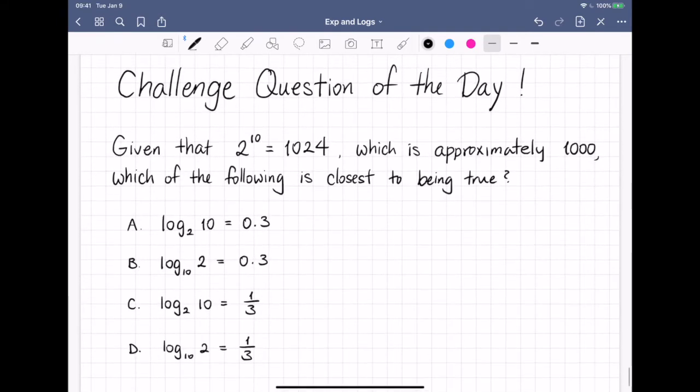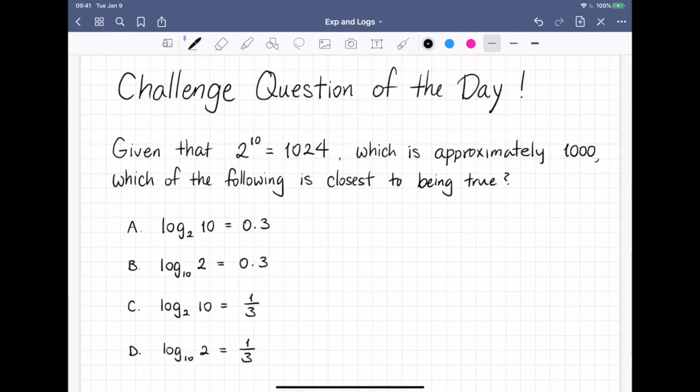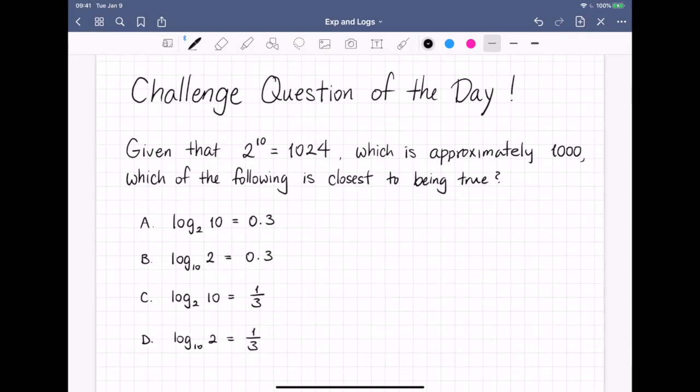All right, here's a challenge question of the day, and lucky for you, it's a multiple choice question. Given that 2 to the 10th power is 1024, which is approximately 1000, which of the following is closest to being true? So you have those 4 choices. Work it out. This might take a while. It's not as straightforward as some of the other questions that we've done today, but do the best you can, and again, at the end of the video, you can find the answer to that.